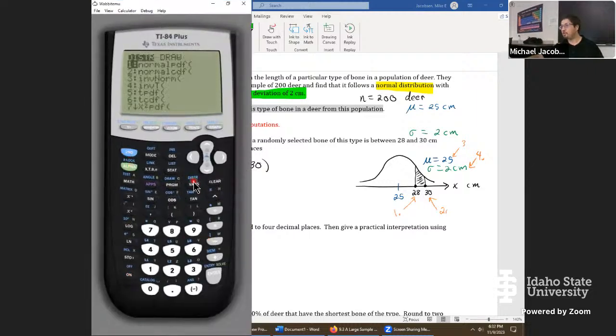To start out, hit second vars to get us going. Normal CDF to get the areas. Now our lower is going to be 28, right where the area is fenced off on the lower bound. Upper bound is 30, and mean goes 25. Standard deviation at 2. So our calculator should look about like that. In some people's calculators, you have to comma separate these values. And if you have one of those calculators and you'd like to see it on that version, please let me know after I get this number. I can put up a calculator that does have that comma separated input.